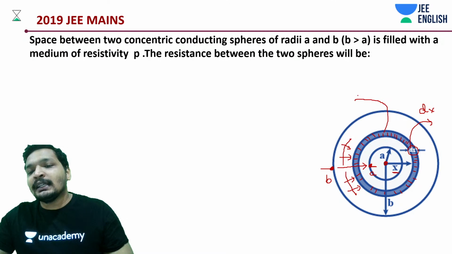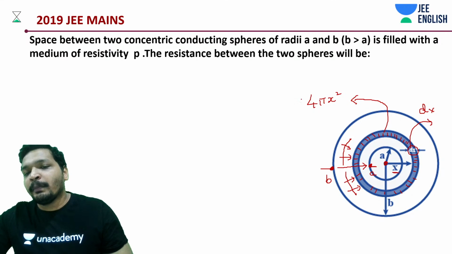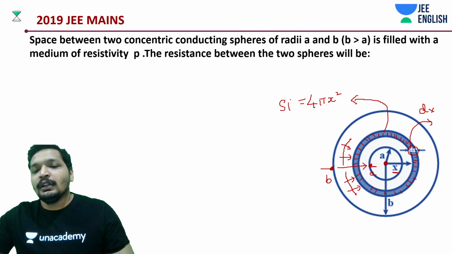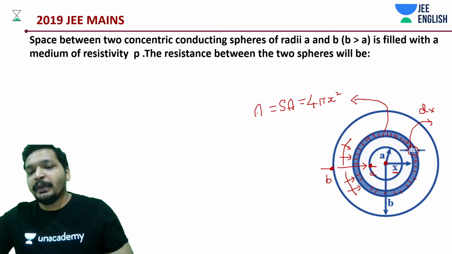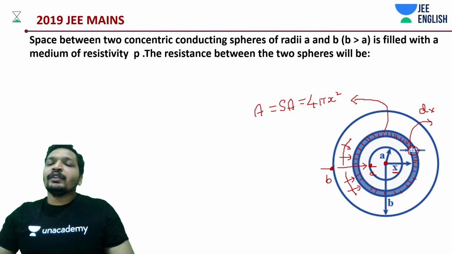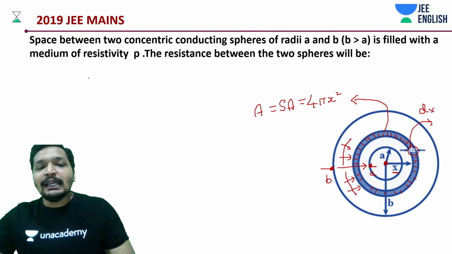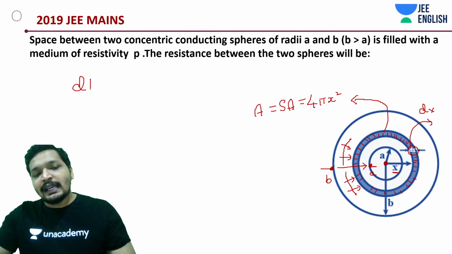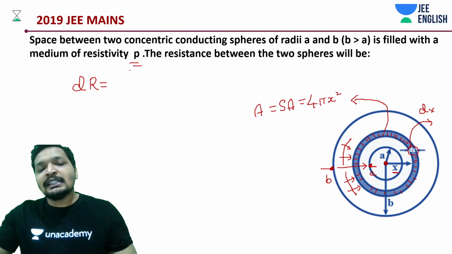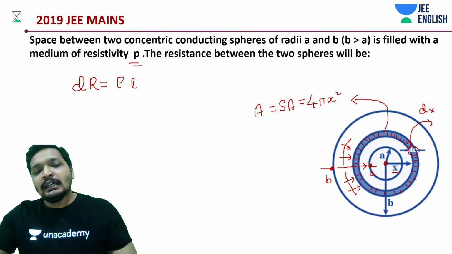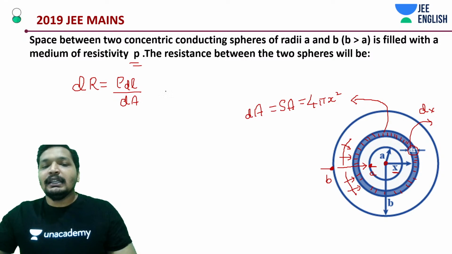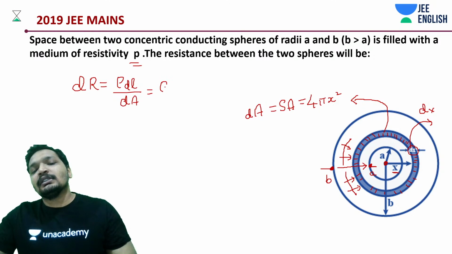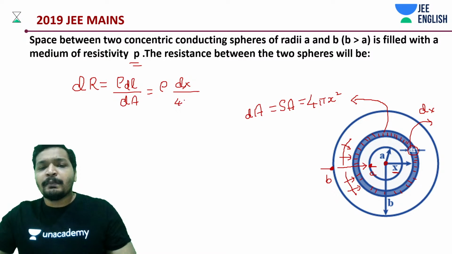In that case, what is the surface area at distance x from the center? 4 pi x square, or area, basically. So now we know something. What do we know? We know the elemental resistance. What is the elemental resistance? Some resistivity rho into length dl divided by area dA. So how much is this? Rho into dx divided by 4 pi x square.